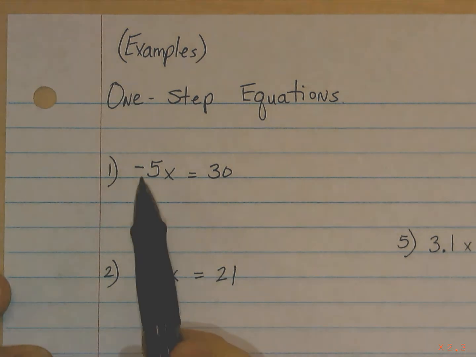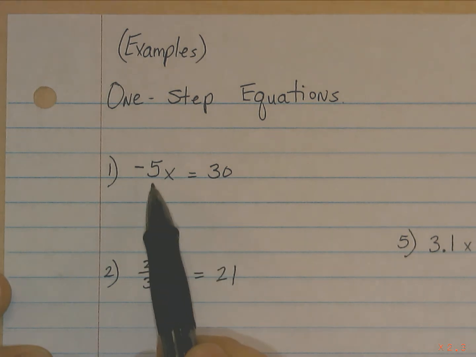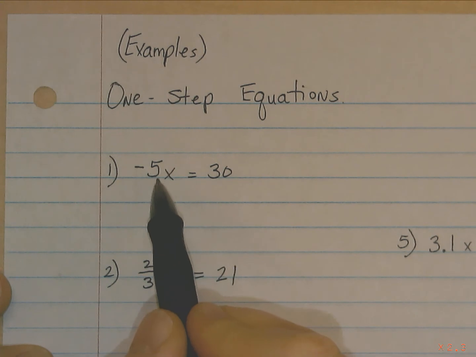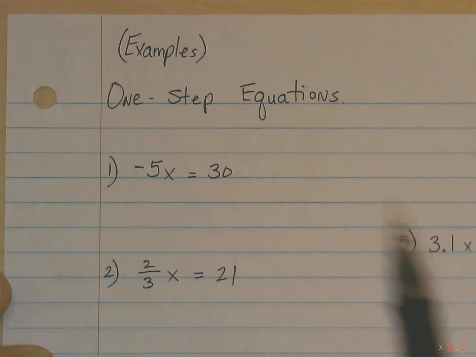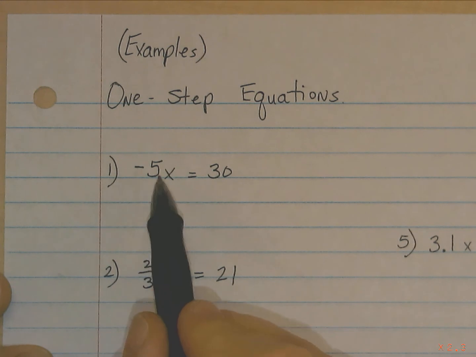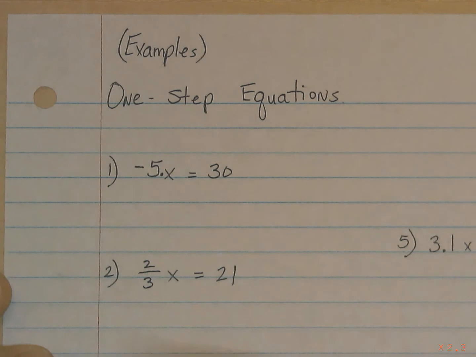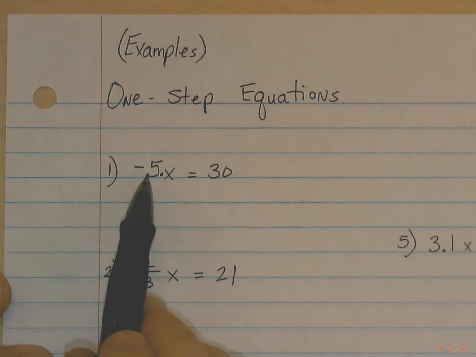Number 1, negative 5x equals 30. Negative 5x basically means negative 5 times x. So that closeness between that coefficient, that negative 5, and that variable x, when you see that closeness there, it means multiplication. So you have to think, what's the opposite of multiplying by negative 5? Let me put a little dot in between here so we can see that that's actually multiplication. So what's the opposite of multiplying by negative 5?